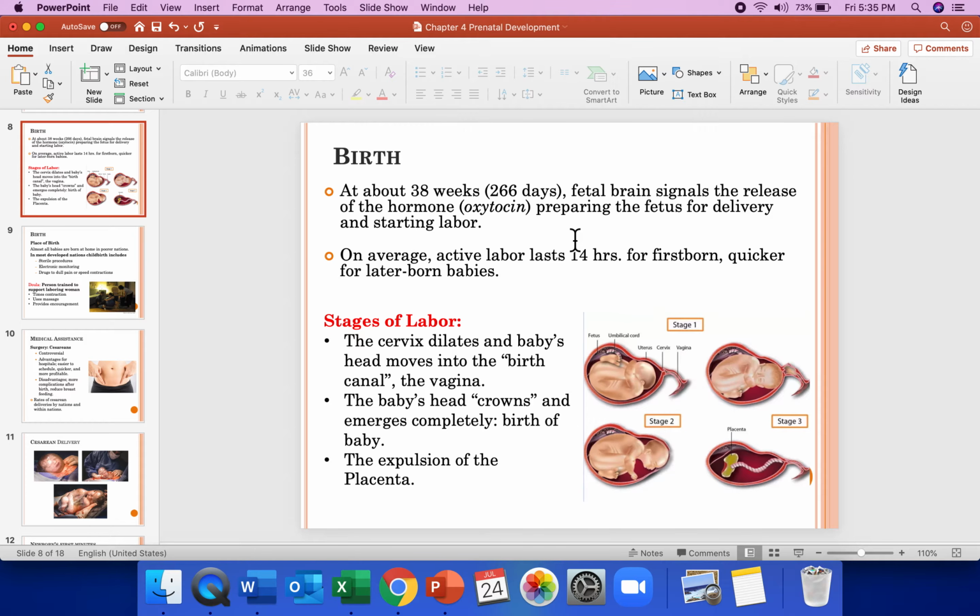On average, active labor is about 14 weeks for a first-time baby, and usually gets shorter and shorter with the second and the third. What are the stages of labor? 3 basic stages. The first one has to do with the contraction and dilation of the cervix. So the contraction is going to happen, the baby is going to move through the birthing canal and get ready at the entrance right there. So the cervix dilates, and the baby's head moves into the birthing canal.